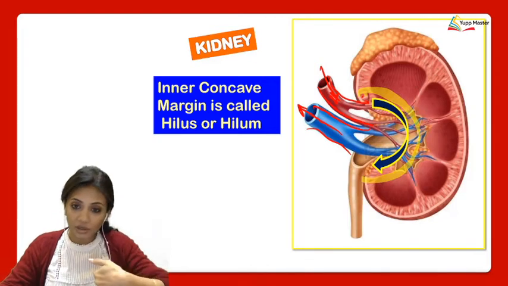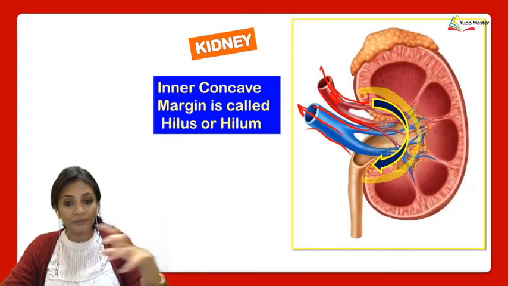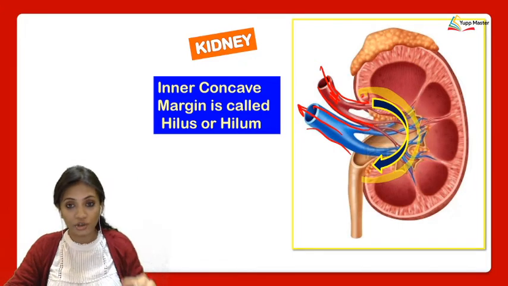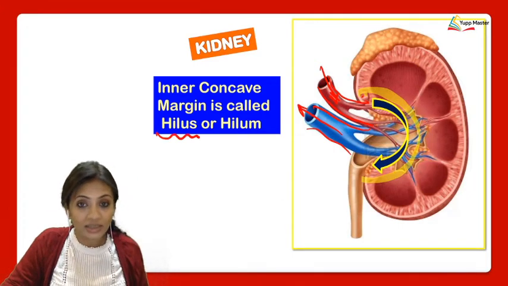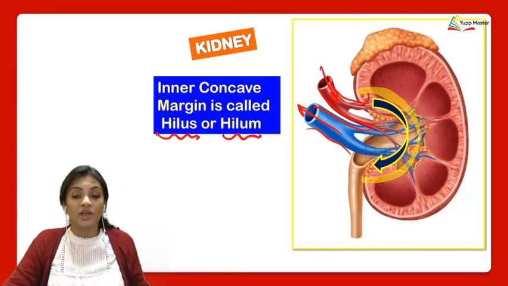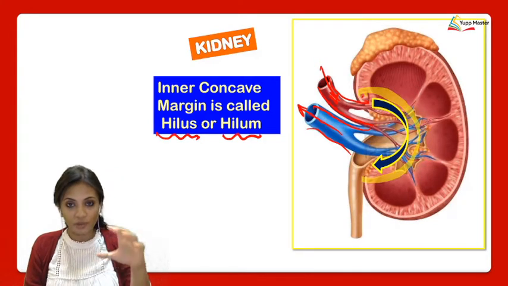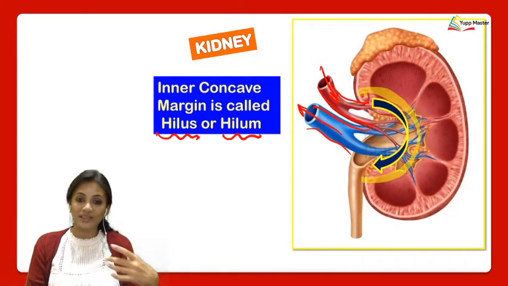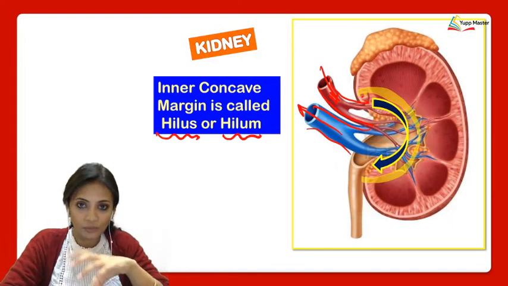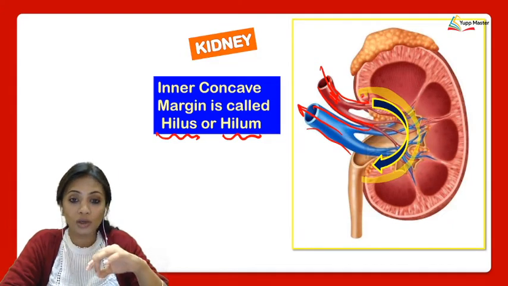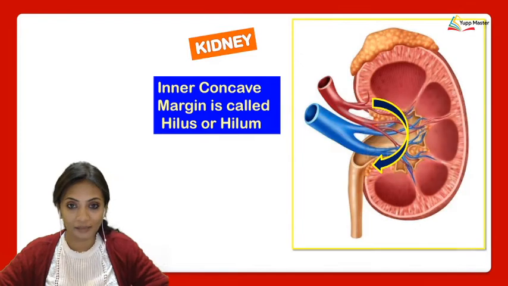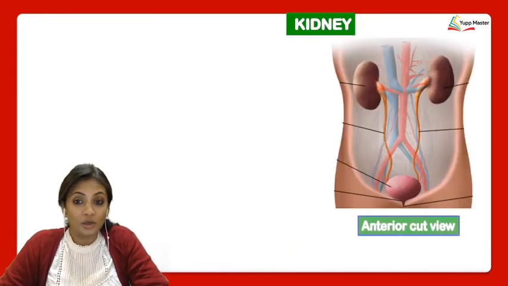And through that margin, since everything is coming in and going out, that concave margin is going to be called the hilus, or it can be called the hilum. Because it is an important structure where everything comes in and goes out, we've given it a name, hilus, or we may also call it hilum. All right. So, inner concave margin.